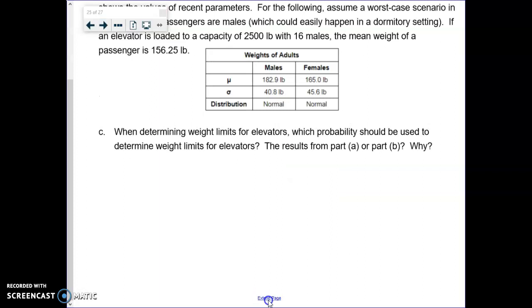Okay, it ends up that when we're looking at elevator weight limits, we're really more concerned about groups of individuals than just a single individual. A single individual is not going to weigh more than 2,500 pounds. We need to look at groups of people. So in this case, we would be more interested in the results from part B. In other words, groups of people, specifically males in this case, and we'd be interested in those results to set our weight limits for the elevator. So part B would be better.